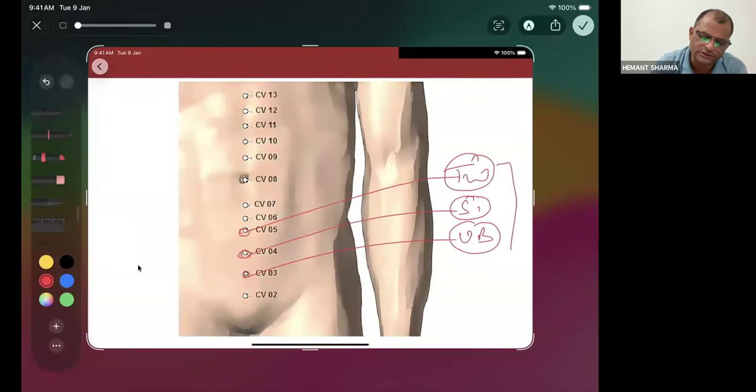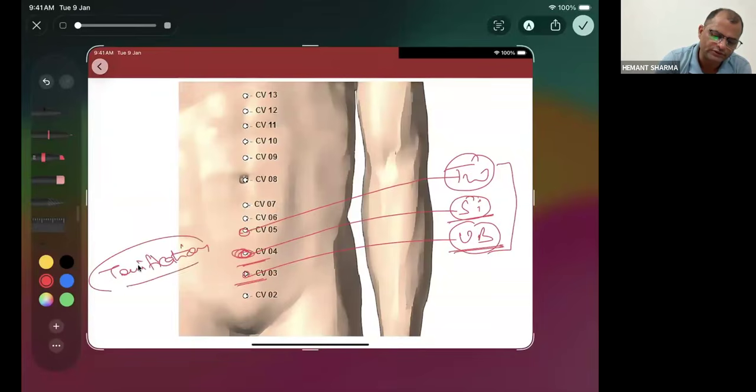Okay, these three points are our alarm points. So we have seen 3 points here. If anyone is suffering with the problem of the urinary bladder, we can use CV3. If anyone is having a problem in the small intestine meridian, we can use CV4. And CV4 is also a very good tonification point. These points also work for problems of the lower part. If the person is suffering with a problem in the lower part, we can treat these points.